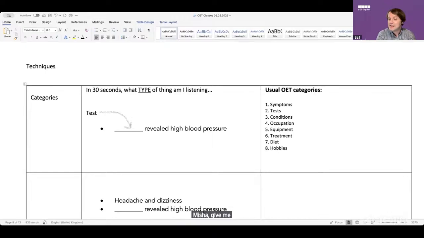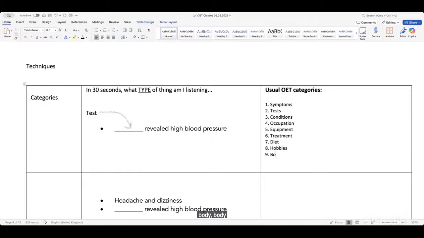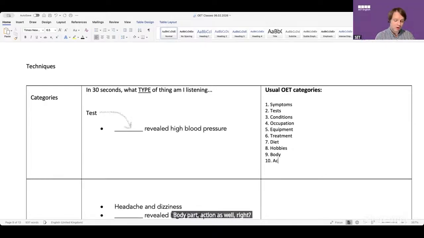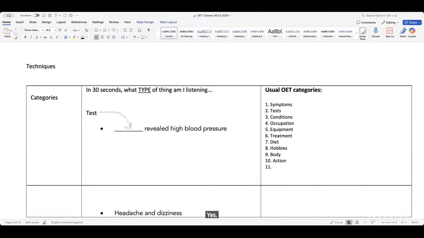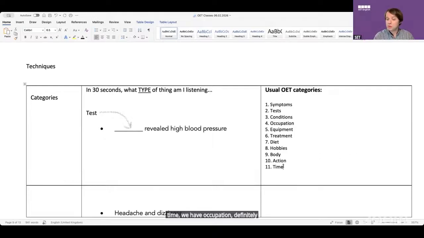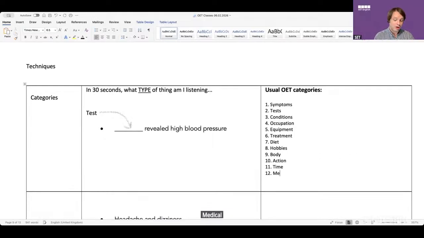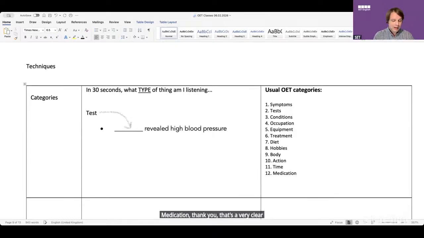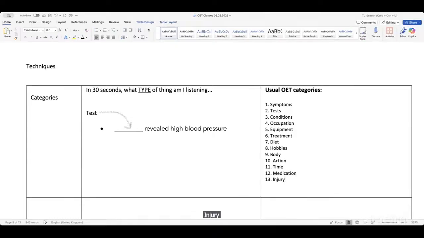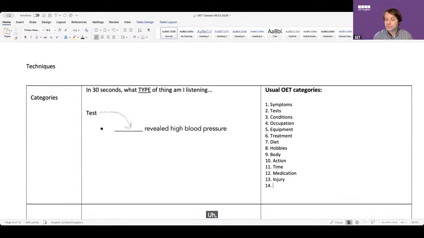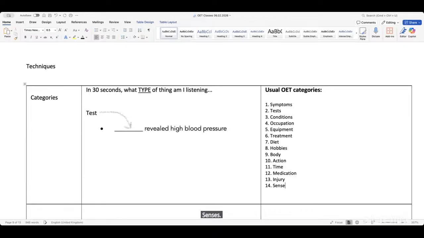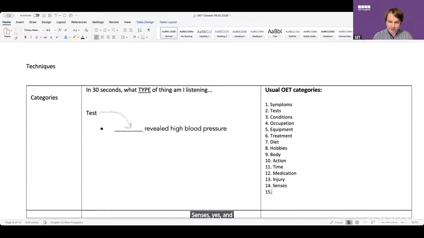Misha, give me one. Hadi. Let's do this quickly. Body part. Action as well, right? You just reminded me. Action. Anything else, guys? Job and time. Job, hobby, occupation, definitely time. Medication. Medication, thank you. That's a very clear one, isn't it? Guys, sometimes you get injury at the same time. Injury, definitely one. Any more? Senses. Senses, yes, and feelings, right?